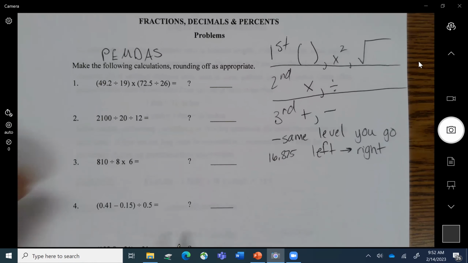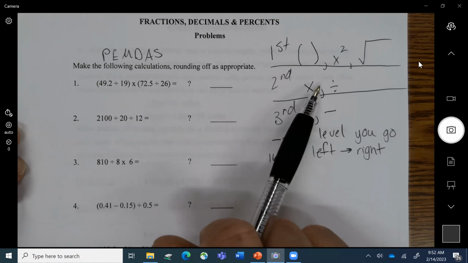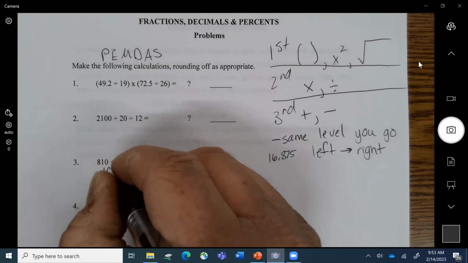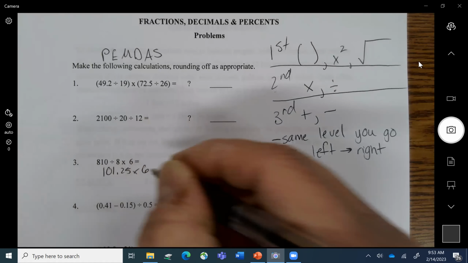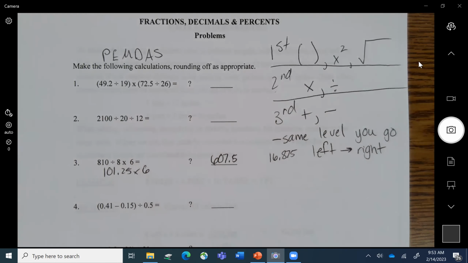So in number 3, 810 divided by 8 times 6, are they the same level? Yes, they are. They are both on the second level of math. So with knowing that, you go left to right, okay? So left to right would imply that I do 810 divided by 8, which comes up to 101.25. You times that by 6, and you're going to get 607.5. So if you got 607.5, you did it correctly. If you did not, you didn't do it correctly, okay?